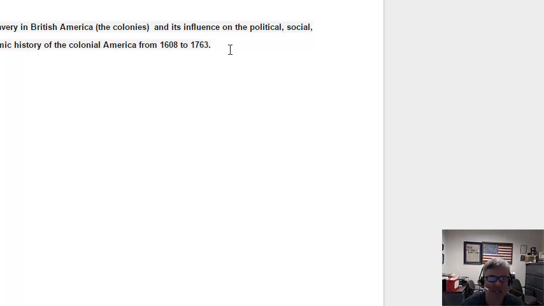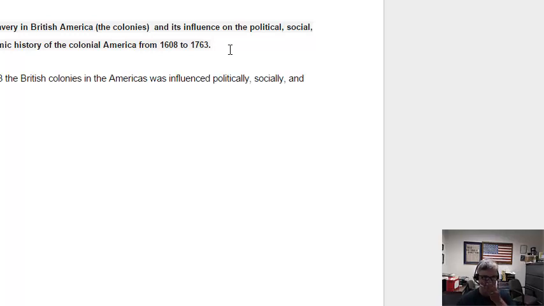To change that into a thesis, you don't have to reinvent the wheel here. You don't have to overthink it. You simply rearrange the prompt into a sentence that could look exactly like this, or something like this: From 1608 to 1763, the British colonies in America were influenced politically, socially, and economically, period. It's a statement. This is what happened. This area of the world was influenced politically, socially, and economically.